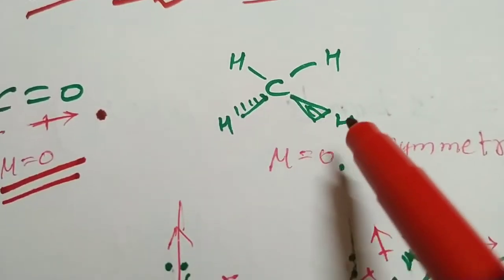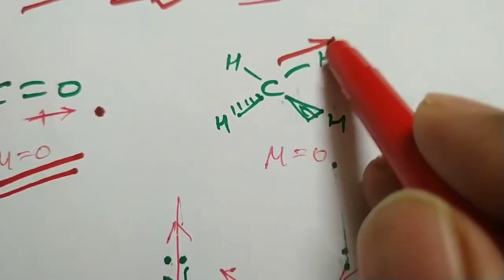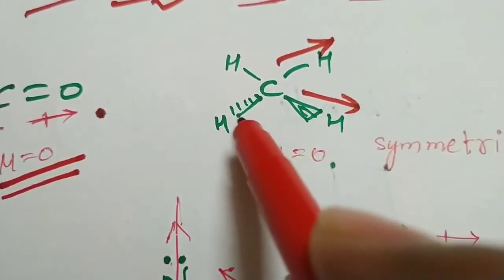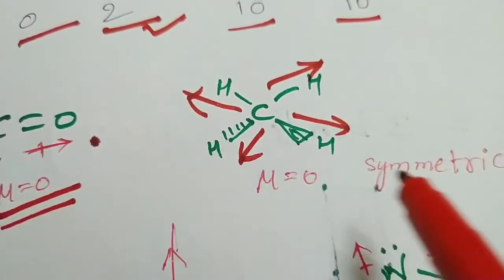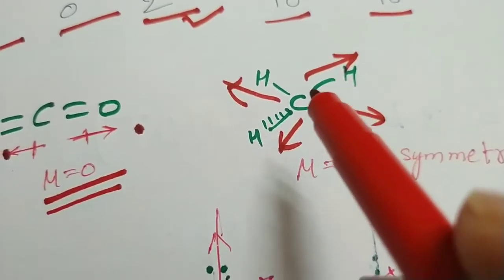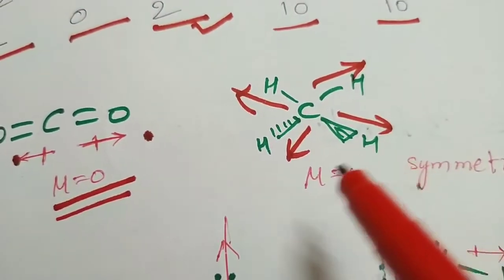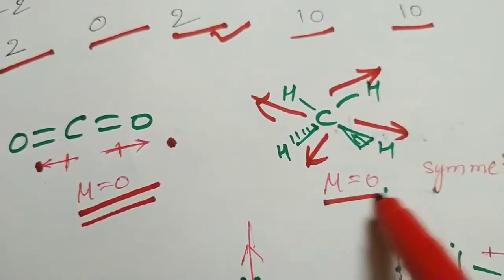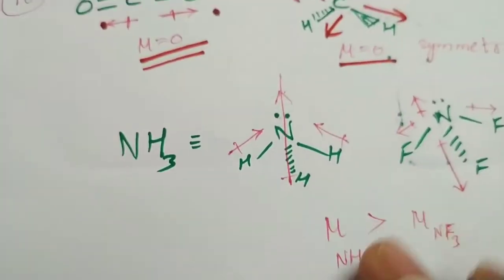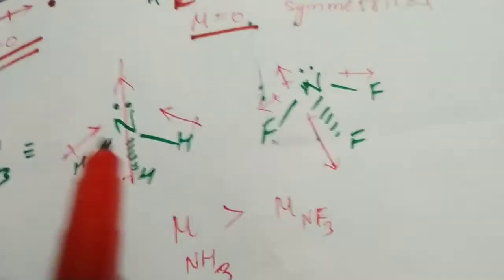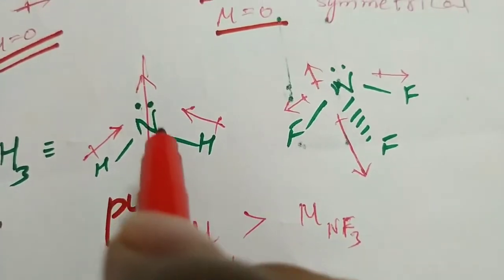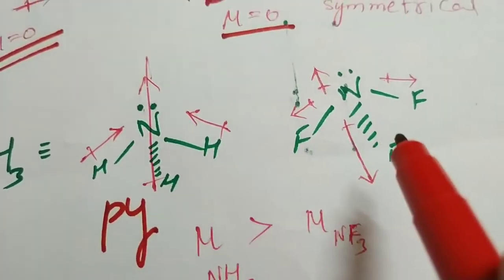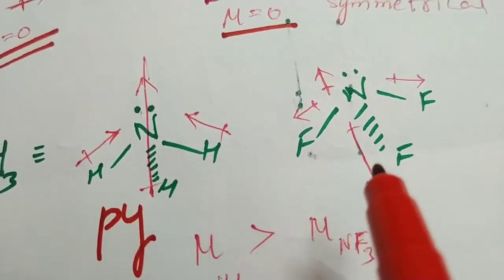Next, in the case of methane, all 4 hydrogens are equally pulling, so it is a symmetrical molecule and mu equals 0. Now NH3 has a pyramidal shape. See, this is the structure. NF3 is also a pyramidal shape.